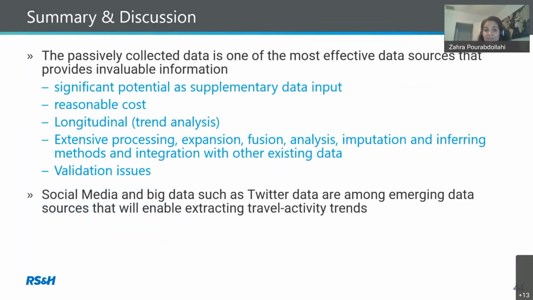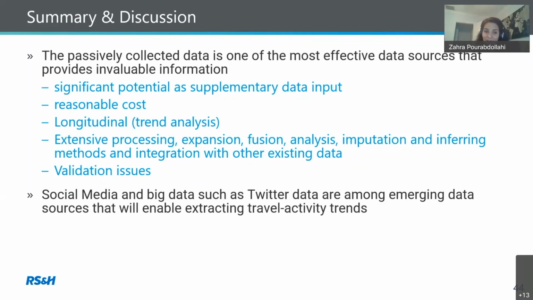On the other hand, there is the passively collected data. They're very effective, but they cannot be used independently for travel behavior inferences. They can be used as a supplementary data input to analyze the travel trends or behaviors. They come at a more reasonable cost. They provide longitudinal information, but require processing, fusion, analysis, data imputation, inferring, and integration with other existing data, as was shown in the second application. And sometimes they have validation issues.